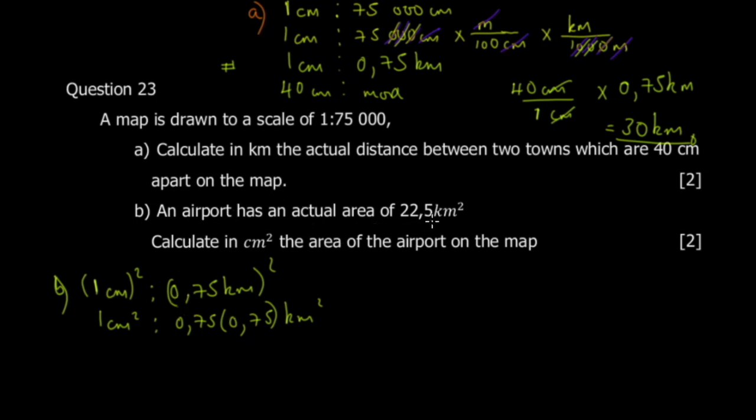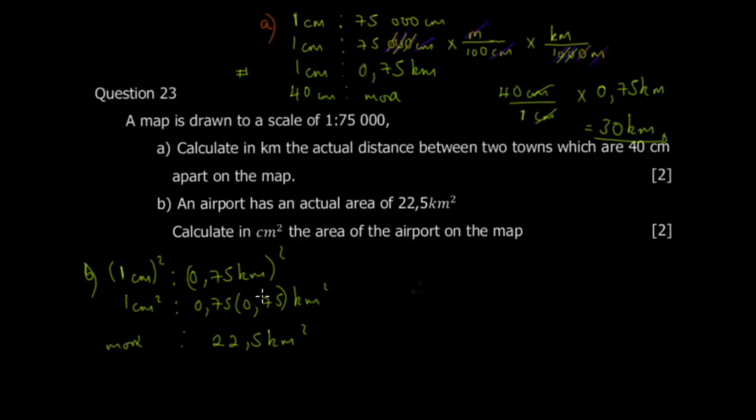So let's move to this part. It says we want the one corresponding to 22.5 square kilometers. That will be more or less? Here it's obviously more again. If it's more, you put a bigger number at the top. So bigger number, it's 22.5 kilometers squared, over 0.75, square kilometers as well.